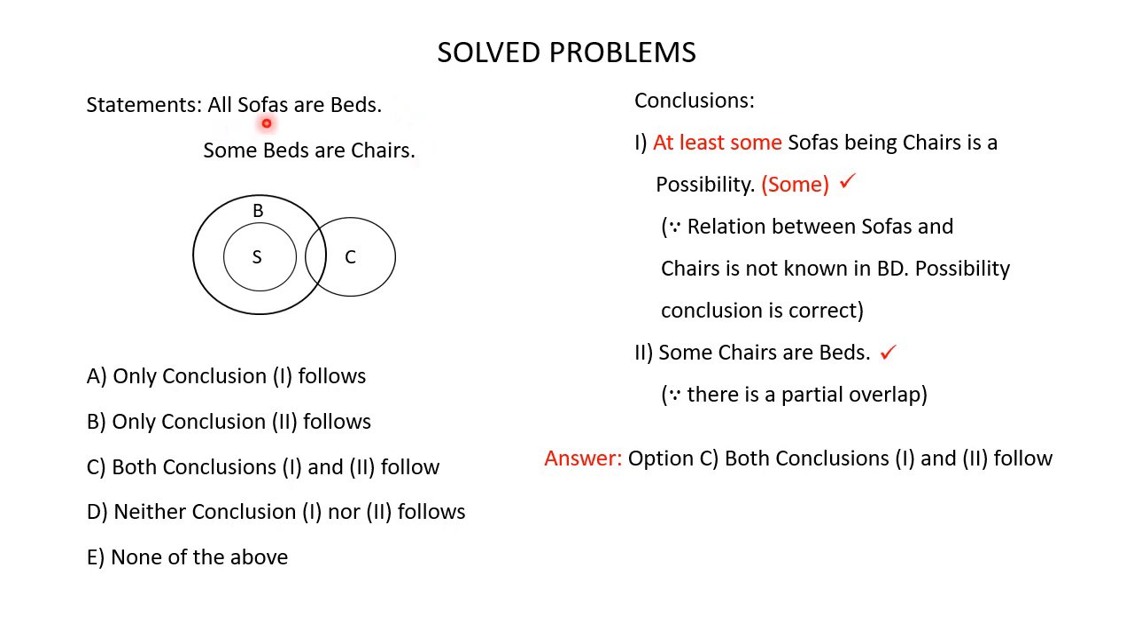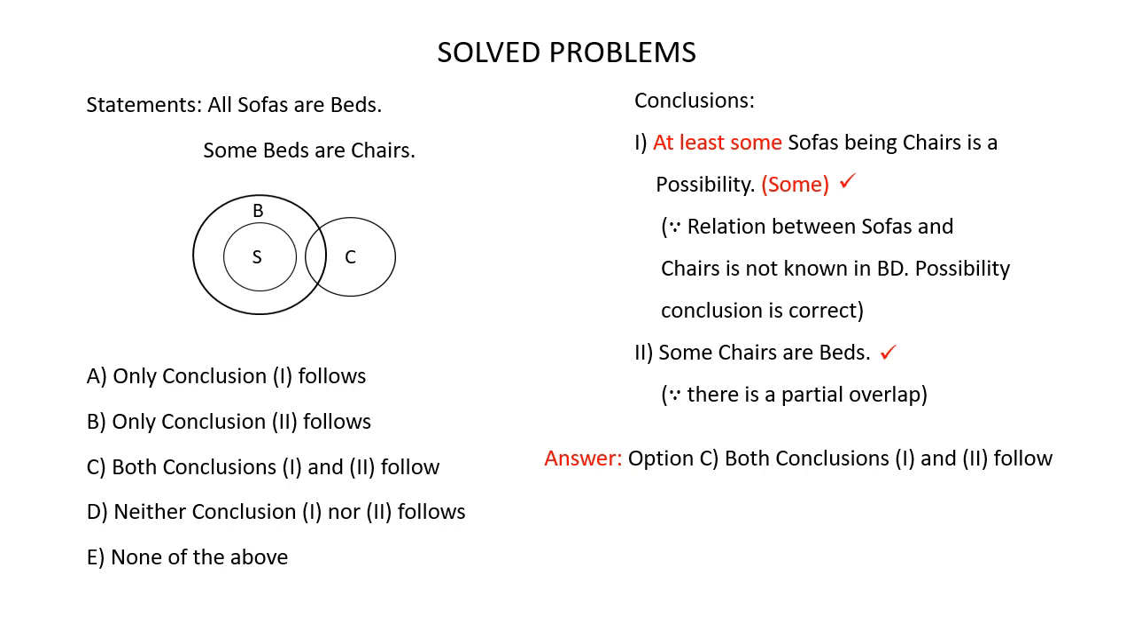All sofas are beds. So in the Venn diagram, all sofas should be inside beds. Some beds are chairs. So there has to be a partial overlap between beds and chairs in the Venn diagram. Now this is the basic Venn diagram for the given statements. Now based on this Venn diagram, let's find out which of the given conclusions follow.